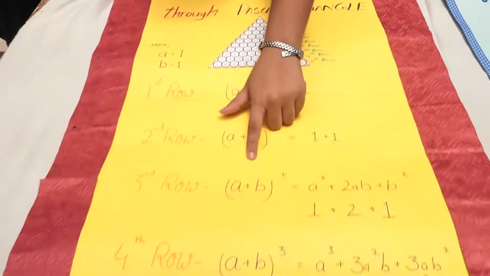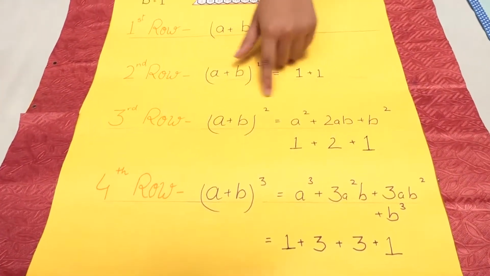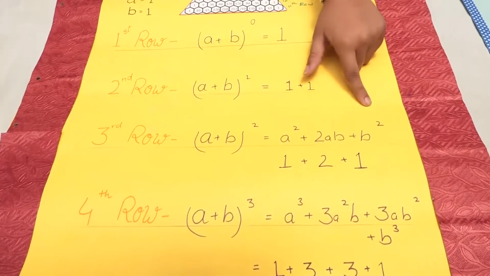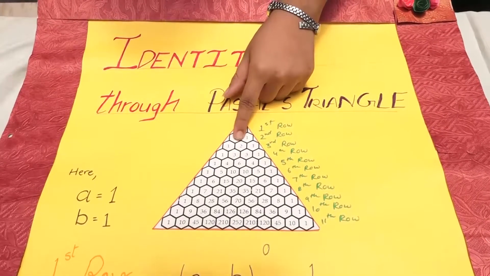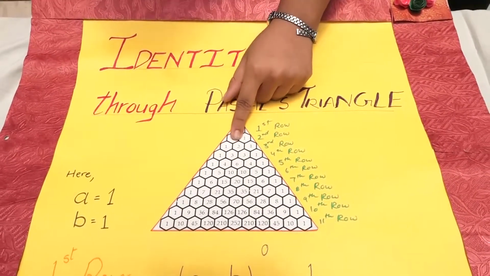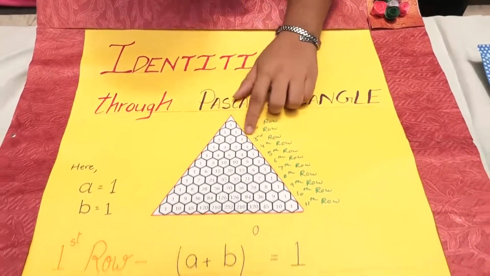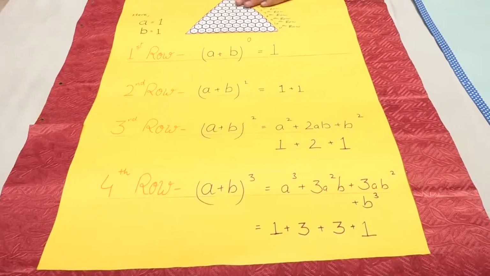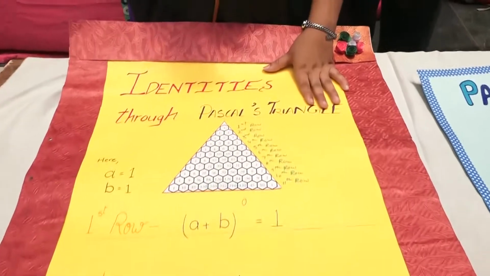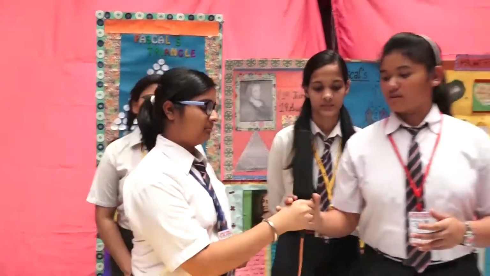In the third row, (a plus b) whole square is equal to a square plus 2ab plus b square, where a square is 1, 2ab is 2 into 1 into 1, which is 2, and b square, 1 square, is 1. In the same way, the whole triangle is made up of algebraic identities.